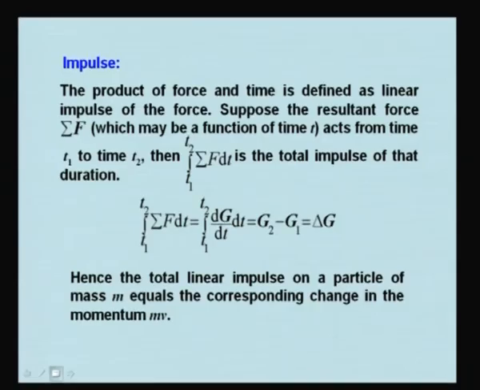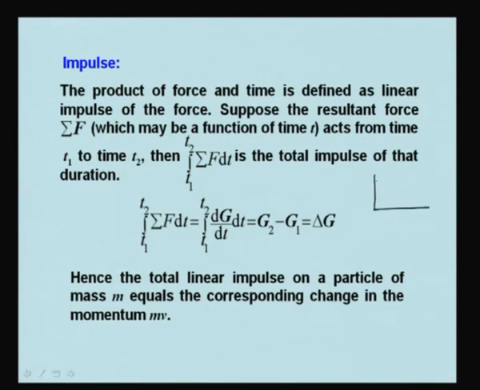Suppose the resultant force sigma F, which may be a function of time t, acts from time t1 to time t2. Then the integral from t1 to t2 of sigma F dt is the total impulse of that duration. So total impulse is the area under the F and t curve.